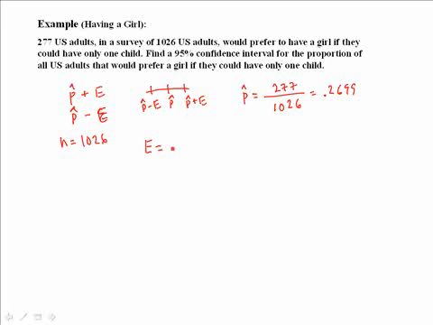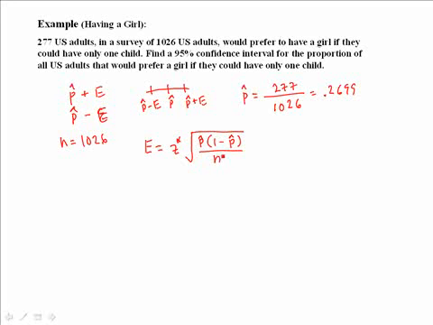Oh no, that would be the Z star. Z star, that's right. And square root of P hat, which we have, and 1 minus P hat. That's right. And then on the bottom? Would be N, the sample size, right? Right. Okay, so that's the formula for E when you're doing a confidence interval.